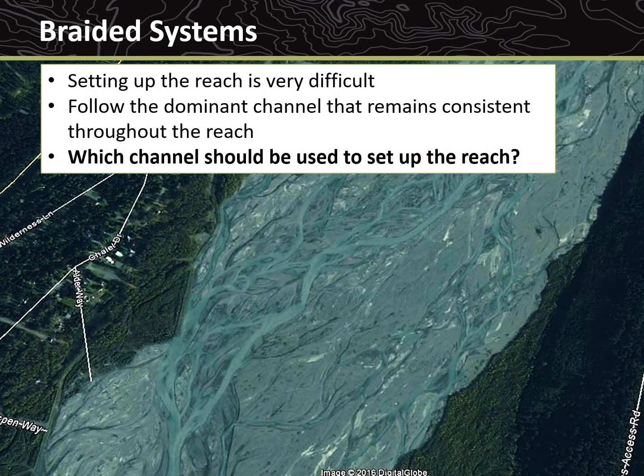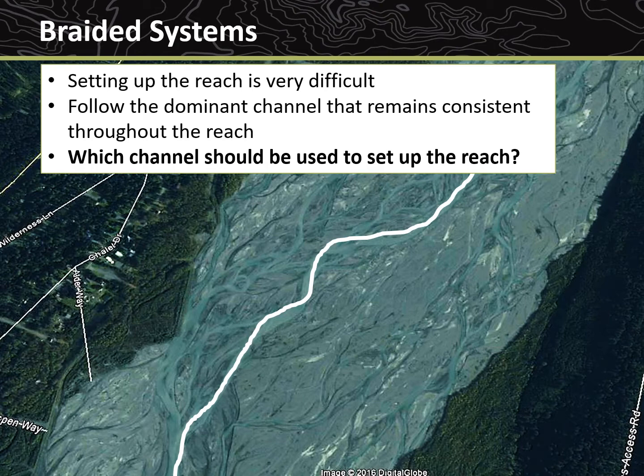Usually, the most difficult part of measuring a braided system is setting up the reach. To set up the reach, one must be able to identify the thalweg and follow it consistently. In a braided system, the thalweg can alter periodically between channels. As one can see in this example, the thalweg is not very easy to find, even from an aerial viewpoint. To set up the reach on a braided system, follow the dominant channel that remains consistent throughout the reach. In this example, what channel should be used to set up the reach? The thalweg could be here, but it is hard to tell.